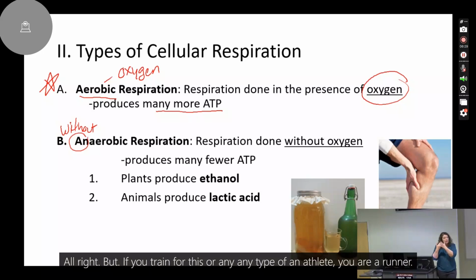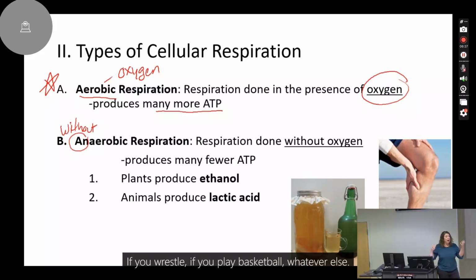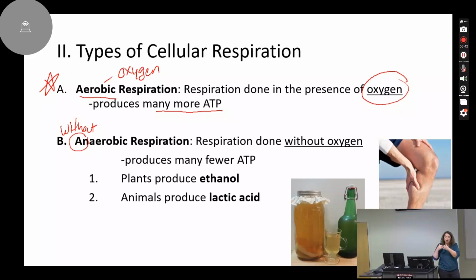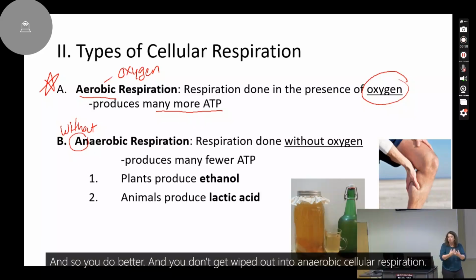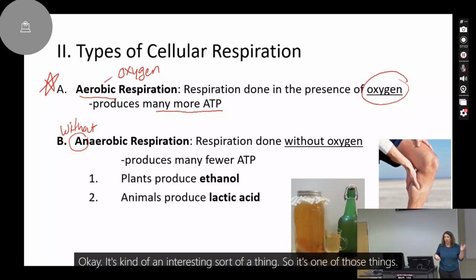But if you train for this, or any type of athlete, if you are a runner, if you wrestle, if you play basketball, softball, whatever else, if you're running and moving and doing all these things, your body builds up more mitochondria in your cells, and the red blood cells of your circulatory system get better at carrying oxygen. And so you do better, and you don't get wiped out into anaerobic cellular respiration. Okay? It's kind of an interesting thing.